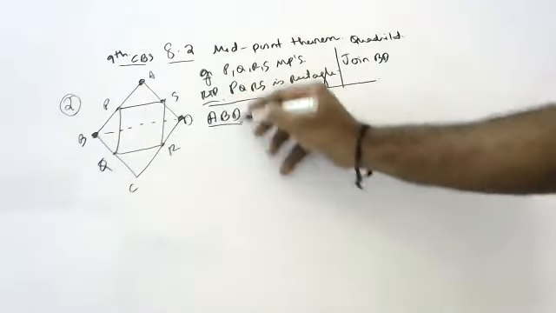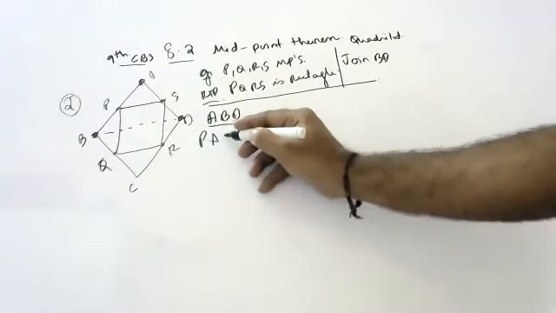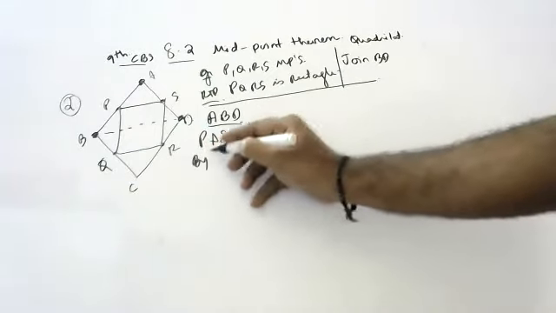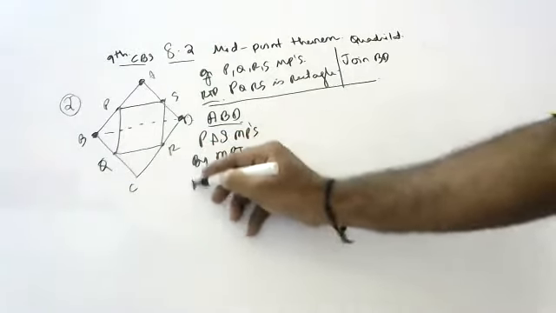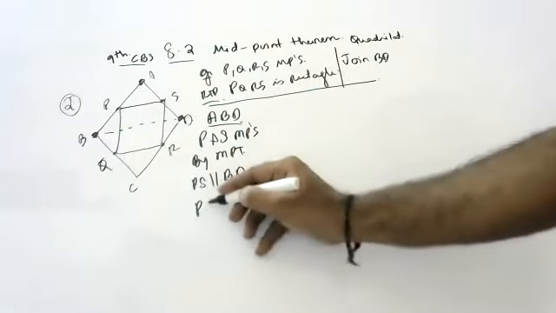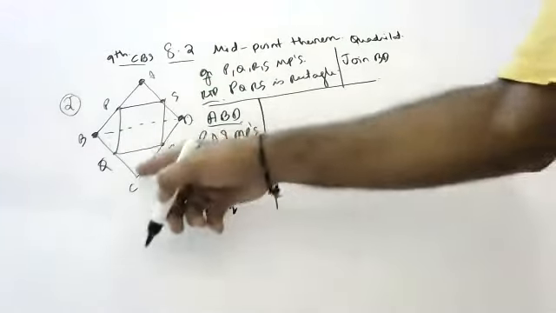Tell me, in triangle ABD, P and S are midpoints. By the midpoint theorem, PS is parallel to BD, and PS is half of BD. In the same way, can you tell for triangle CBD?